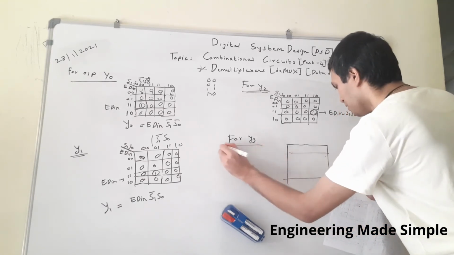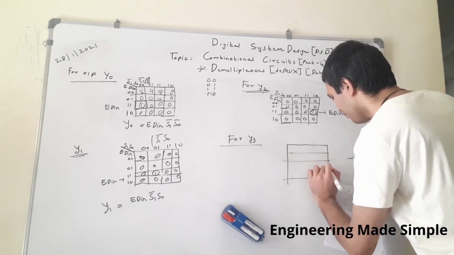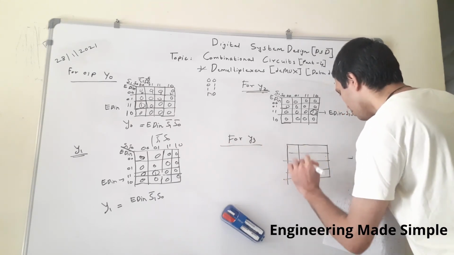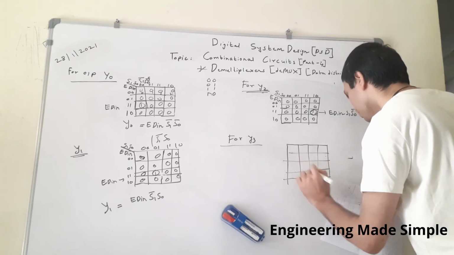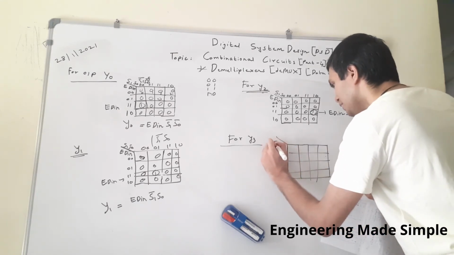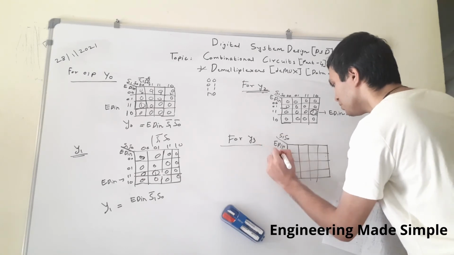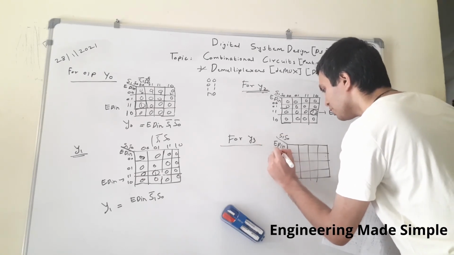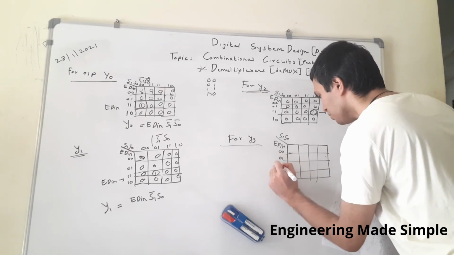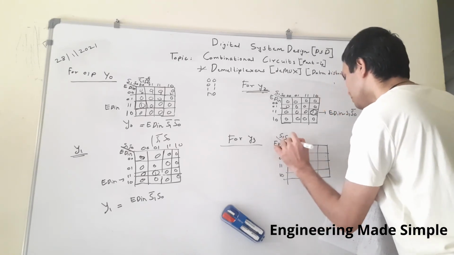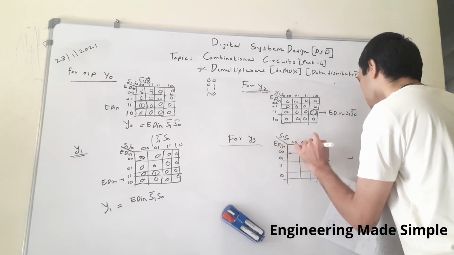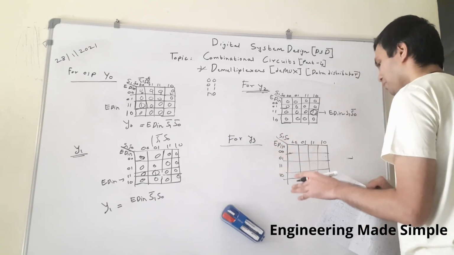For y3 we are solving the 4 variable K-map, with variables E, D_in, S1, S0. So we have 0 0, 0 1, 1 1, 1 0 along both axes. So I have labeled the K-map.